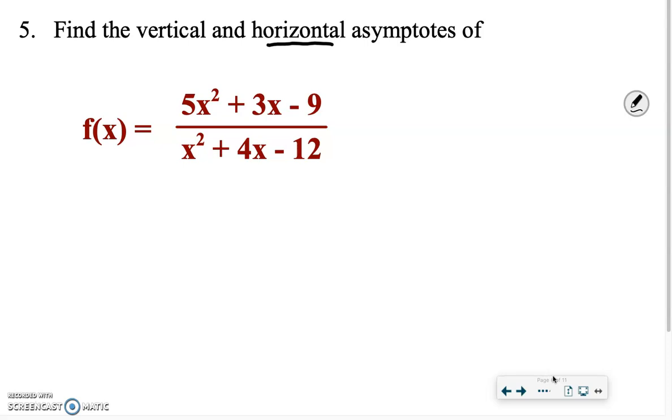That's not the case here, okay? We have degrees that are equal to one another. So what am I going to do with my leading coefficients to find this horizontal asymptote? We remember? Yeah, we're going to set up 5 over 1. This is going to be y equals, by the way. So as we clean this up, y equals 5.